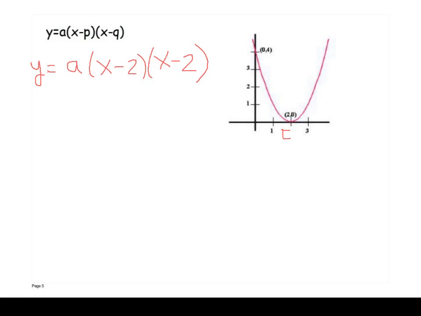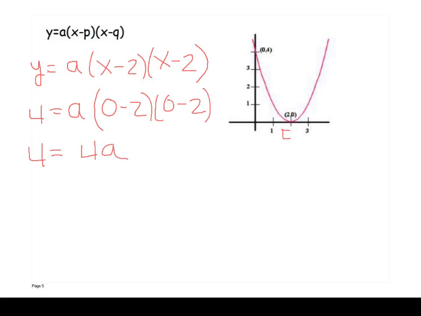Now our next step is to pick a second point, which it gives us at (0, 4). So our y value is 4, is equal to a, which we don't know yet, times our x value (0 minus 2) times (0 minus 2). This gives us 4 is equal to 4a, since -2 times -2 is positive 4. Next step is to solve for our a value. We divide both sides by 4, and this gives us a is equal to 1.